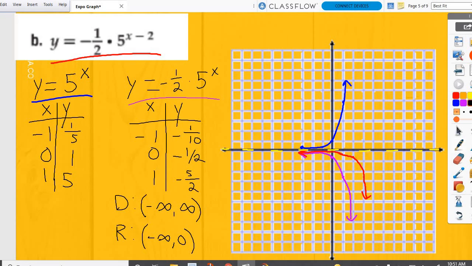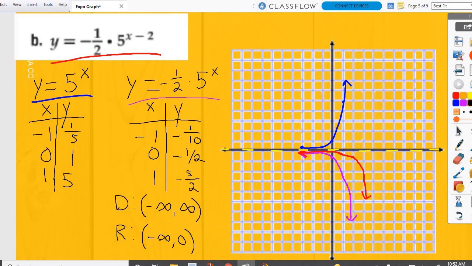Questions on that? Yes. Why did you shift it right? Because I have a -2 in my exponent. And if there's a number in my exponent, that goes left or right. And remember, it's the opposite direction of the sign. So it's -2, so I move 2 to the right. Other questions?